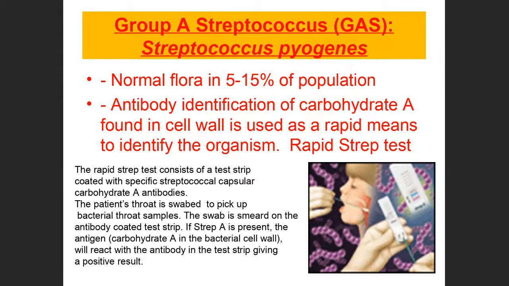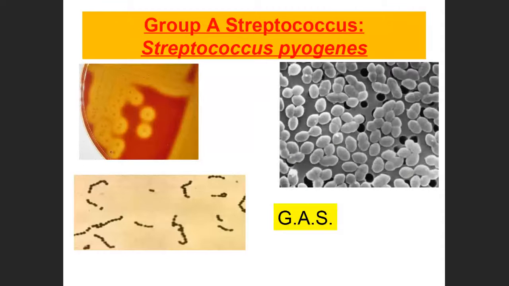There is a rapid strep test that was developed many years ago that allows us to identify streptococcal throat infection very, very quickly. So if somebody has a throat infection that they suspect is strep throat, they can go to the doctor and have these tests done, and within a matter of minutes, they will know whether they have group A strep or not. This test detects carbohydrate A in the bacterial cell wall. That's the antigen that's detected by the antibody.